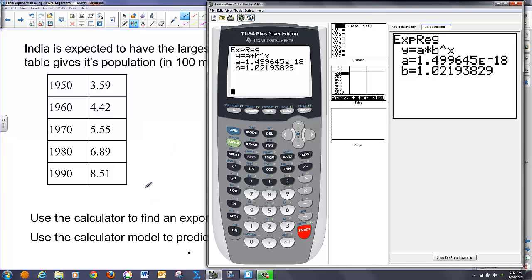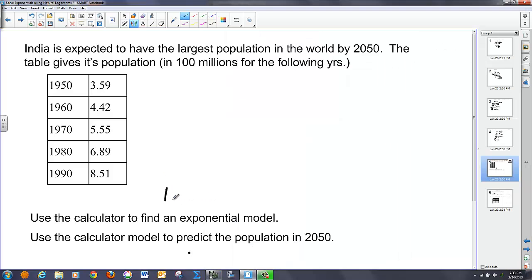So if I was going to write this, I would say something to the effect of 1.49 times 10 to the negative 10th. That's going to be multiplied by the base of 1.02 raised to the x power, and that's going to be our exponential model.